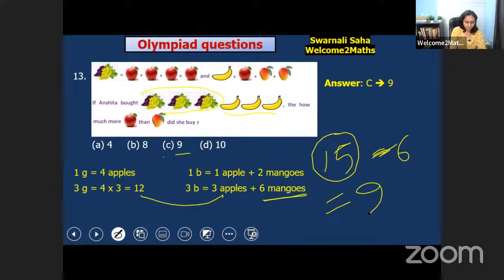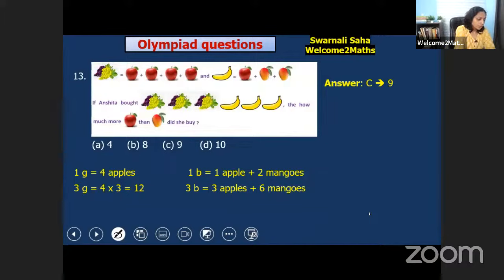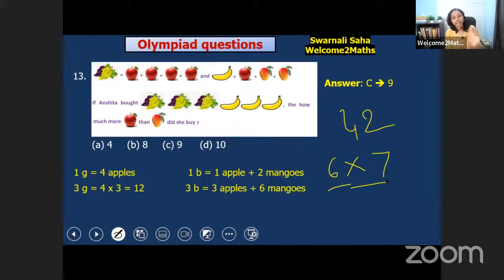Okay, so now for you, let's take one number, 42, for example. Whenever we multiply 6 into 7, we get 42. 6 into 7 is 42. So 6 and 7 are factors of 42. Did you understand? 6 and 7 are the factors of 42.